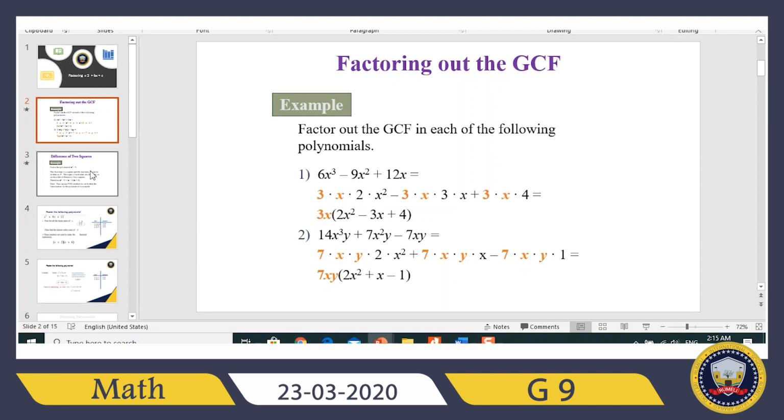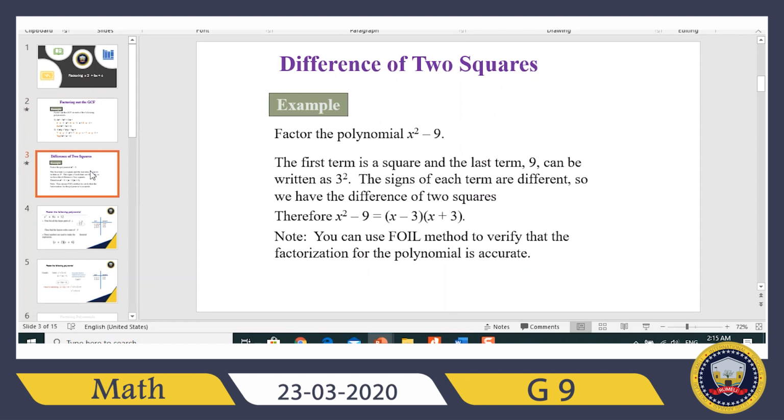The second method was how to factor differences of two squares. If I have a binomial, and I mentioned before that I have to have 3 conditions. The two terms should be perfect squares. The operation sign should be minus, and the expression should be a binomial. As long as I have the 3 conditions, I will go through differences of two squares.